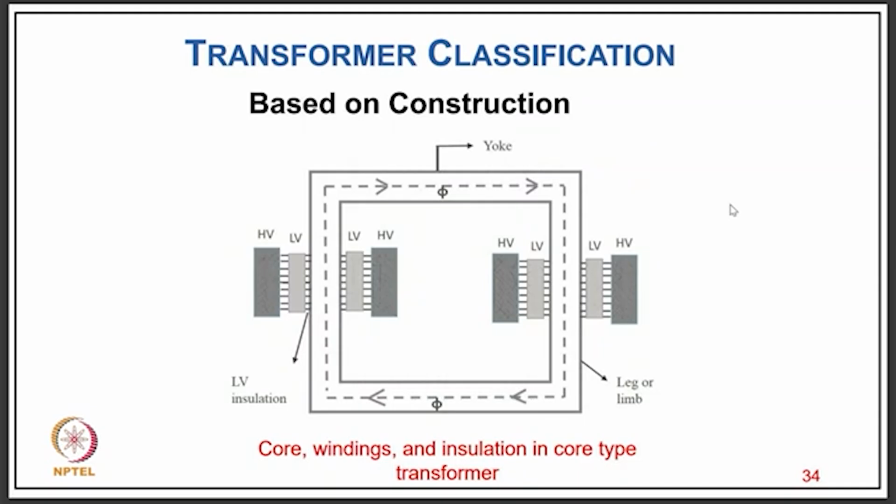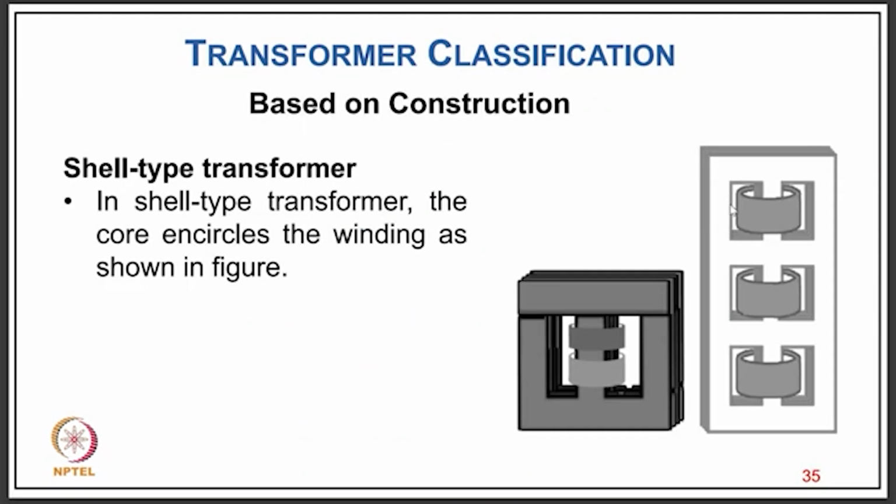Also, of course, the flux path is through the core. That core on both sides we call the limbs, and the upper and lower portions we call the yoke. So we have a shell type single phase transformer, where we put the primary and secondary both on the central limb. In three phase also we have two types of construction. This is one type of construction.